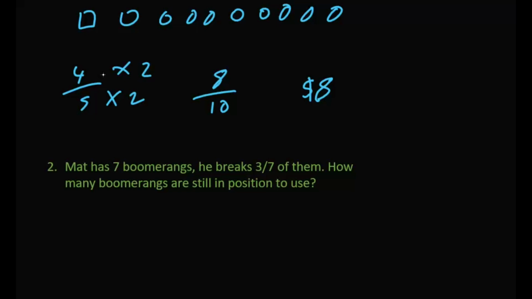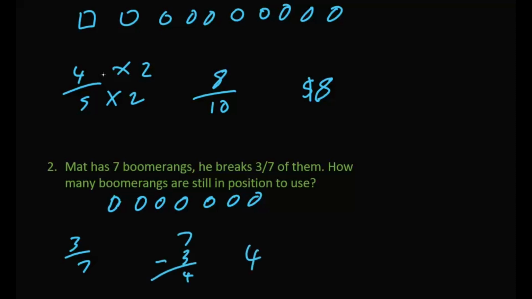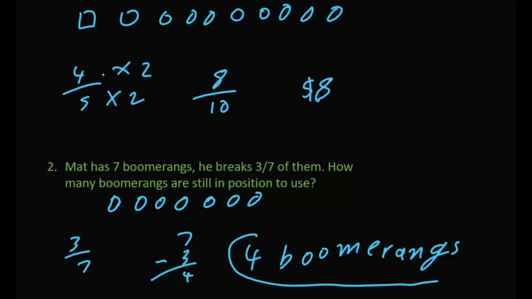Okay, so now next one, which says Matt has 7 boomerangs. He breaks 3/7 of them. How many boomerangs are still in position? So for this one, there's 7 boomerangs. 5, 6, 7. This one you can do mentally, but I'm going to write it down. So 3/7. Since the denominator is already the same, we can tell that he broke 3 of them. So you'd have to do 7 minus 3, which is 4. So 4 boomerangs. Circle that. Yeah, that's the answer.